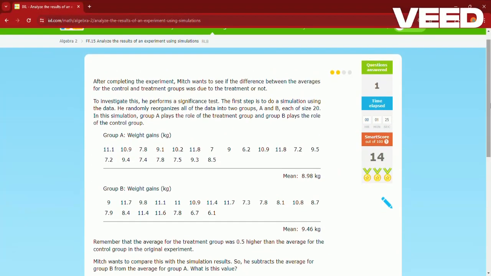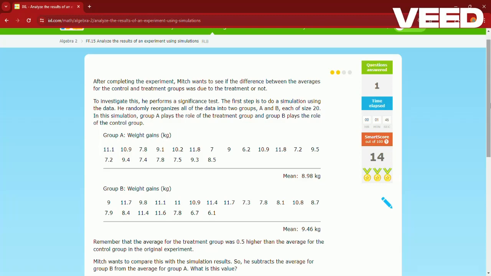Okay, guys, we're on our part 1.2. Let's go. After completing the experiment, Mitch wants to see if the difference between the averages for the control and treatment groups was due to the treatment or not. To investigate this, he performs a significance test. The first step is to do a simulation using the data.